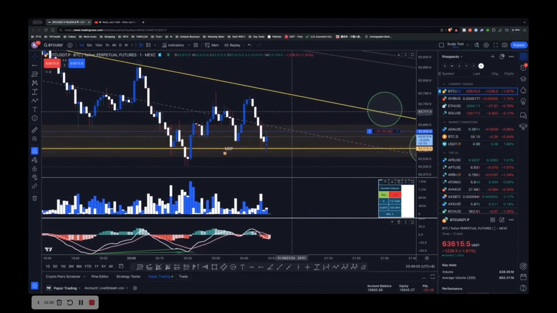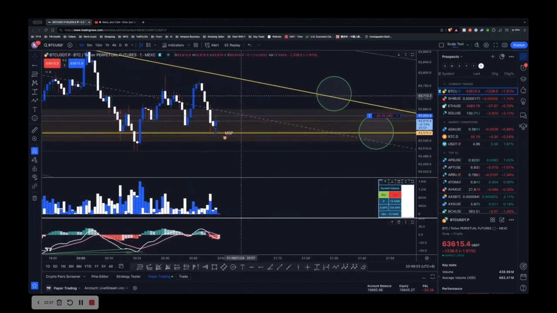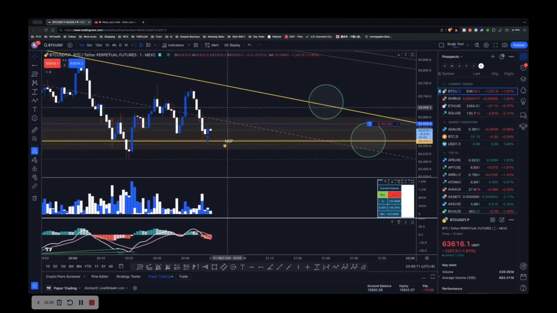One-minute trading is always interesting. Okay, bull in full force. Let's see how far it's gonna go. Or down.